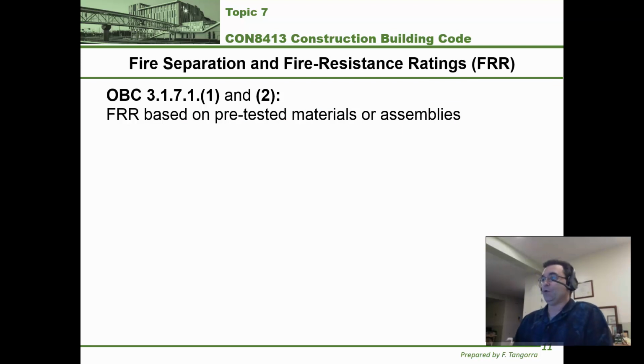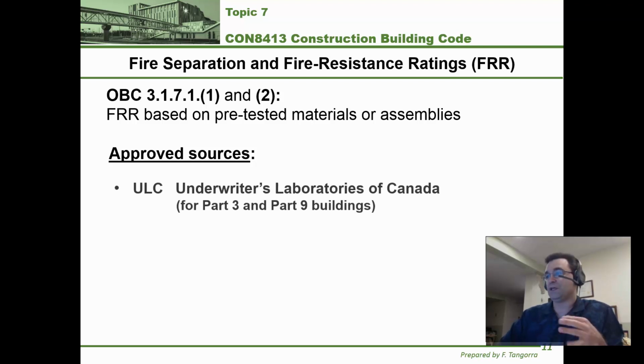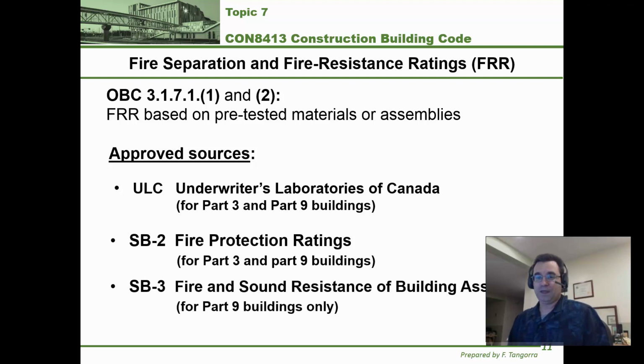Now, the fire resistance rating of any separation is based on pre-testings of materials and assemblies. We've touched a bit on this. And the approved sources for it are the ULC, SB2, and SB3. The ULC is a document that is produced by the Underwriters Laboratories of Canada. You can purchase it from them, and it relates to Part 3 buildings and to Part 9 buildings.